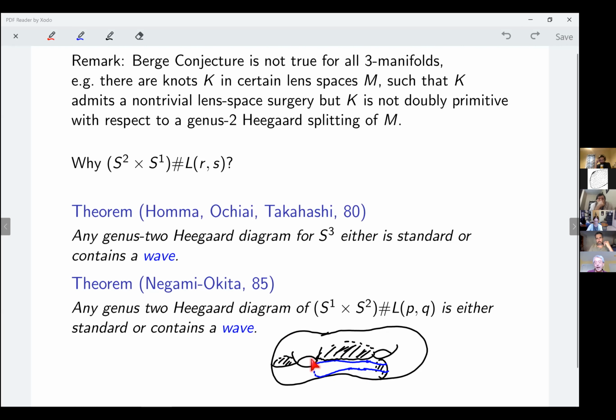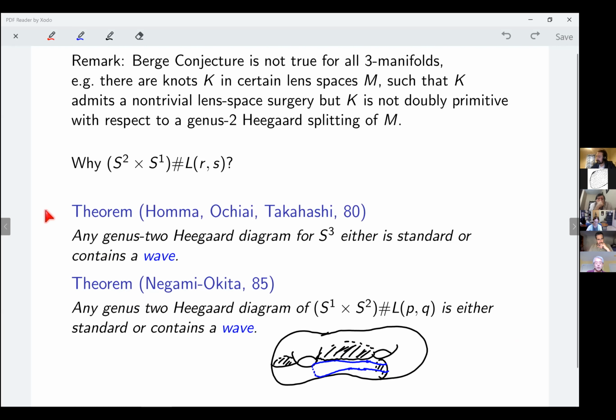And for a Heegaard diagram, we require this wave to be disjoint from the meridians on the other side. So you have some curves that bound disks on the other side. You have a Heegaard diagram. You have another pair of curves that bound disks on the other side that we require. If you have a wave that is disjoint from all these curves, then you have an obvious simplification. You can do a wave move to get a simpler Heegaard diagram.